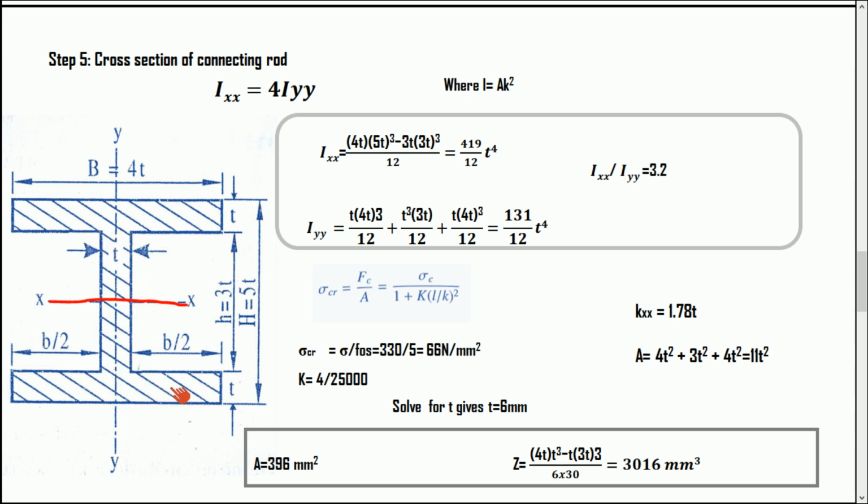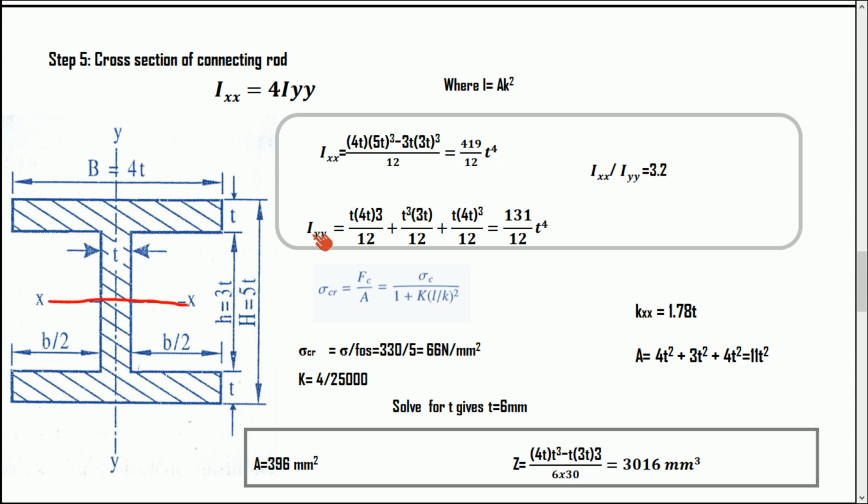How? Because total is 40, this length is t. So this length plus this length is going to be 3t. Similarly h is given as 3t. So breadth into depth cube. Breadth is 3t, depth is 3t, cube by 12. So Ixx is nothing but 419 by 12 into t raised to 4.